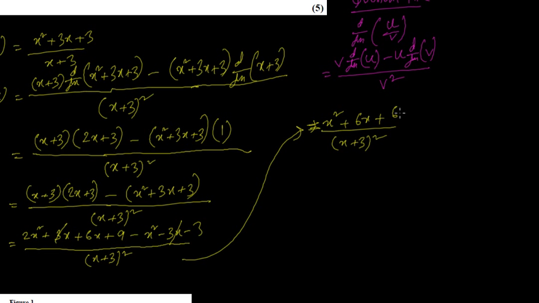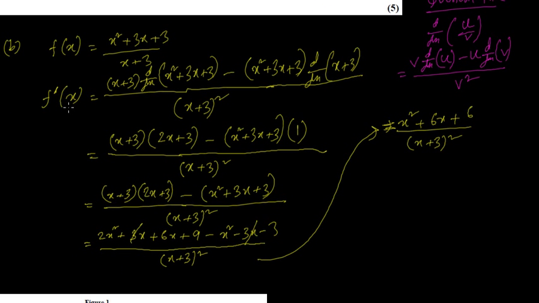Now can we do middle term break to this? 6 1's are 6, we don't get 6. 3 2's are 6, we don't get 6. So you cannot middle term break this. So this is the simplest thing. This is the simplest you can ever get to f prime x. Now f prime x is this.